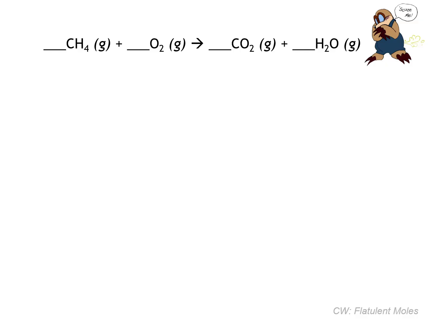All right, so this is actually from the worksheet that goes with this lesson. It's called Flatulent Moles, Gas Stoichiometry. It's a joke. So the first thing you have to do, we have an unbalanced chemical reaction equation, so we have to balance it. So we start out with the hydrogen, and we see that we're going to need to have these coefficients. So 1, 2, 1, 2.